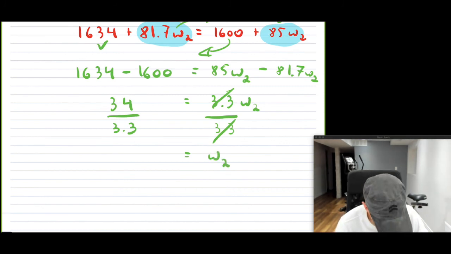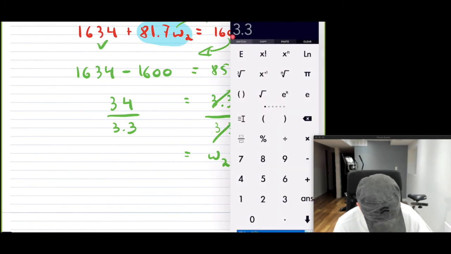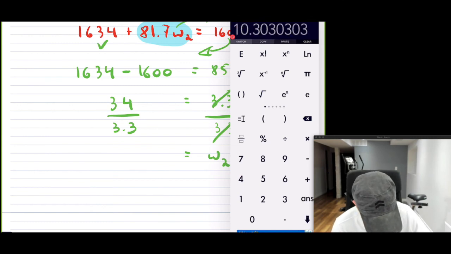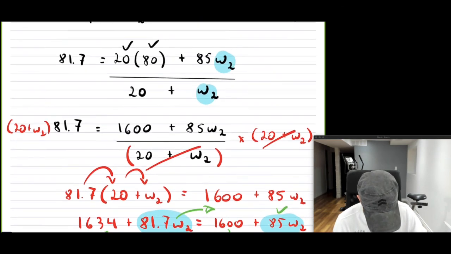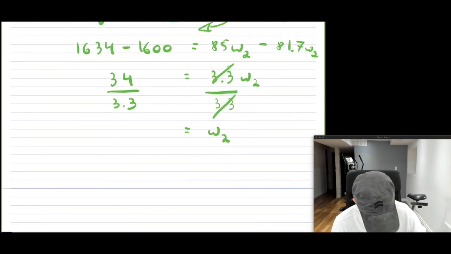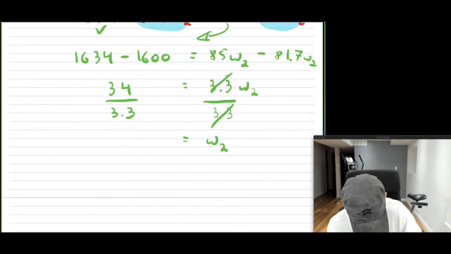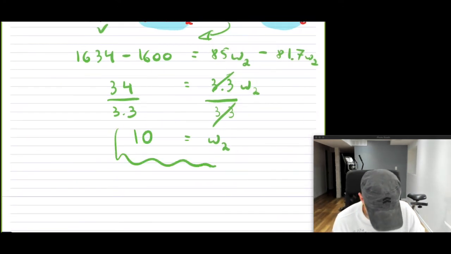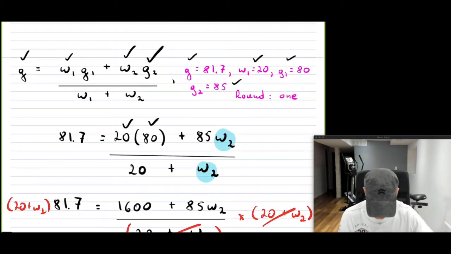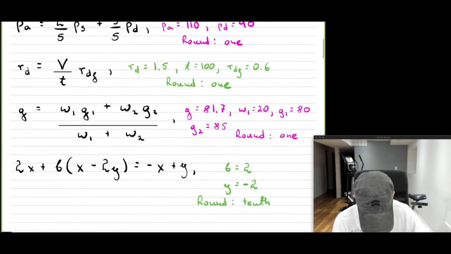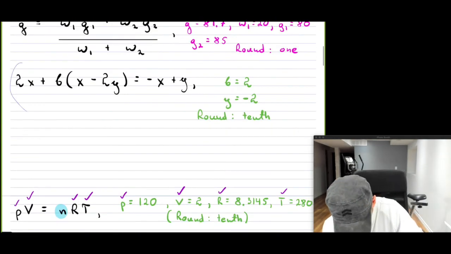All right, so now let's take a look and see what happens here. So I have 34 divided by 3.3, so that's around 10. They said to round to the 1s. So if I'm going to round this to the 1s, it's going to be just 10. So this is what that is, and that's how we would solve this particular example. This one definitely would challenge you because it's quite a few steps. All right, last one. Last one right here.